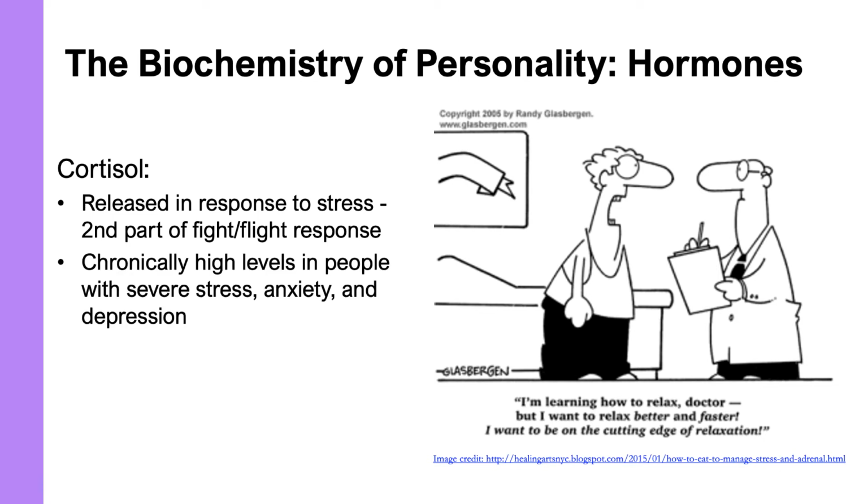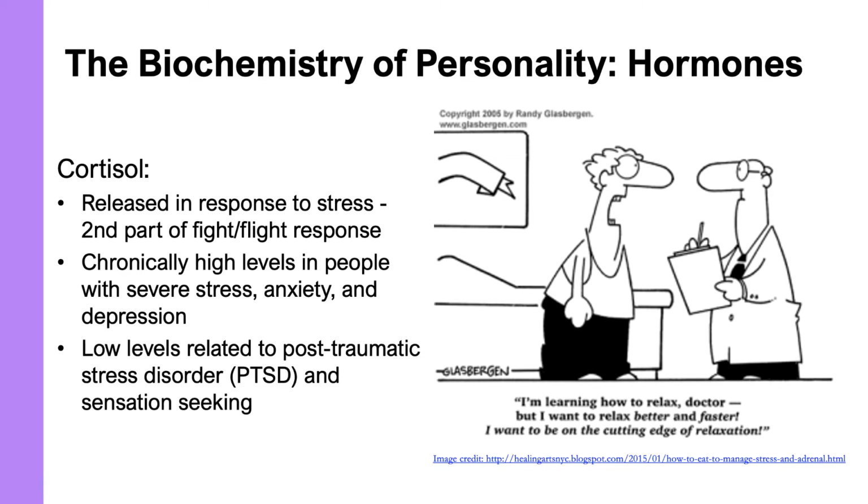There have been studies that have shown that people who experience chronic stress, who experience high levels of anxiety on a regular basis, and depression, have chronically high levels of cortisol, probably because that fight or flight response, that stress response, is constantly or frequently being activated by their environment and their circumstances. So this is something that can happen with cortisol.